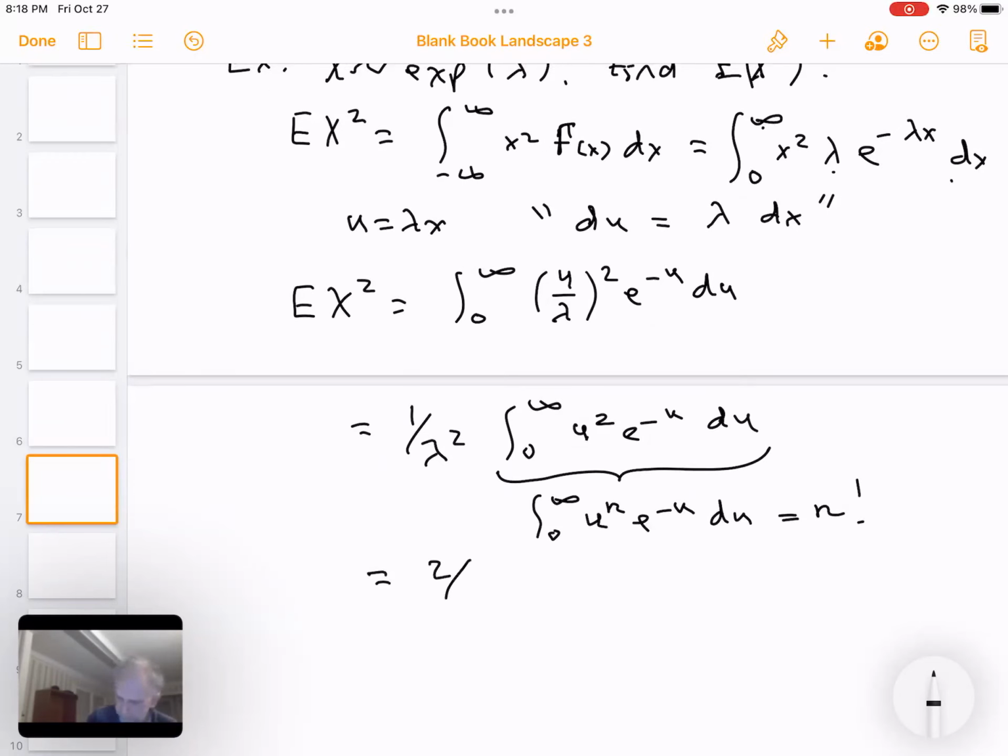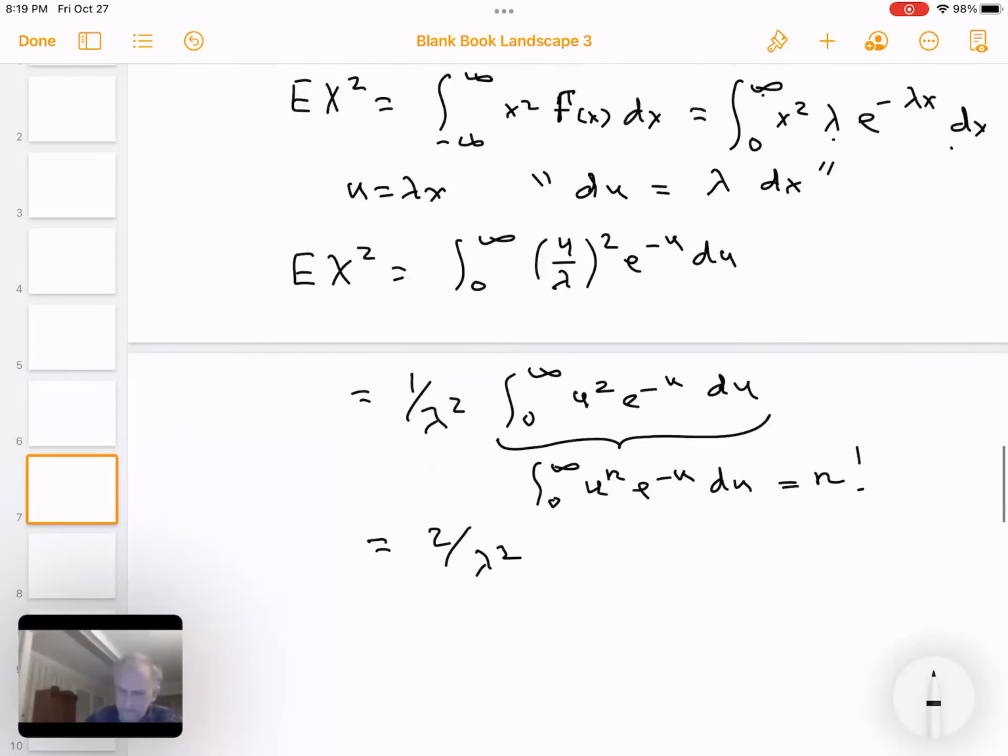You prove this by integration by parts and a pretty easy inductive argument from that. We're going to do it in class. I don't want to do it now. We don't need to do it. You can convince yourself or look it up.